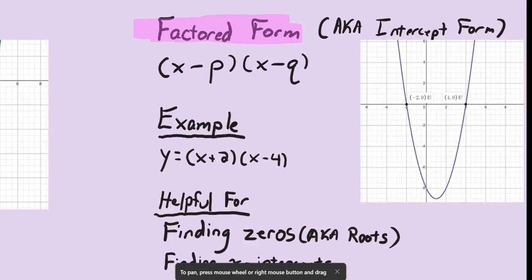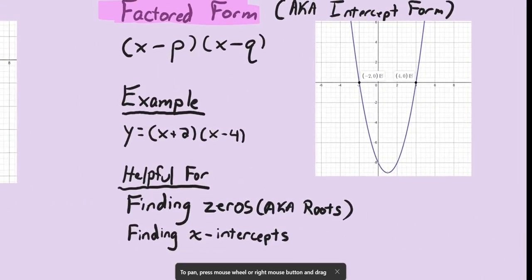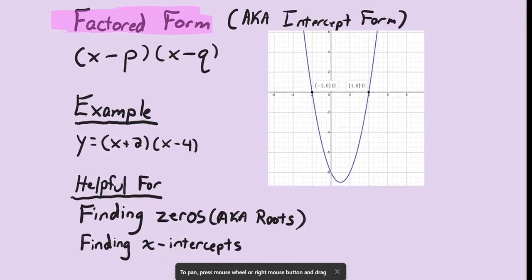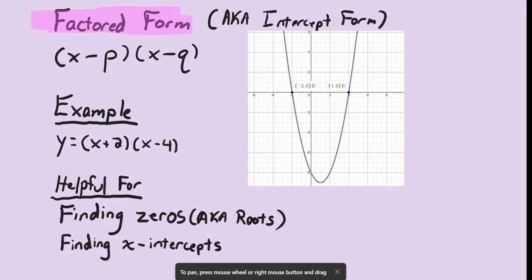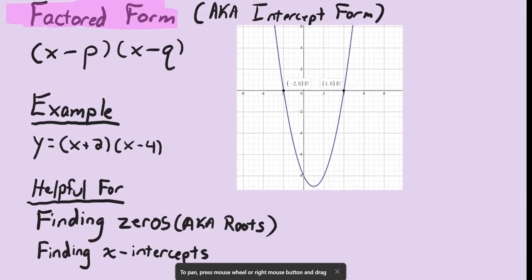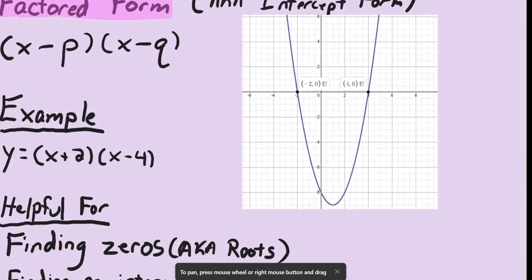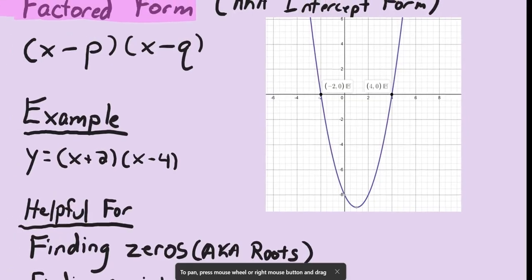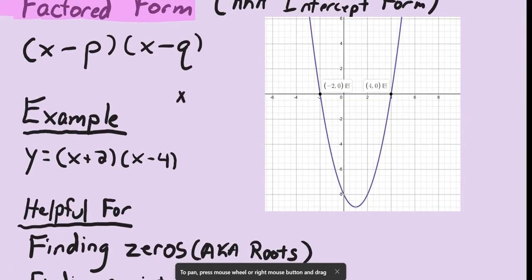And lastly, factored form, also known as intercept form. The generic form is x minus p times x minus q. And an example would be x plus 2 times x minus 4. That's helpful for finding the zeros or the roots or the x-intercepts. If you look here, x plus 2 equals 0, well, x would be negative 2, right? And that's exactly where one of the zeros is.